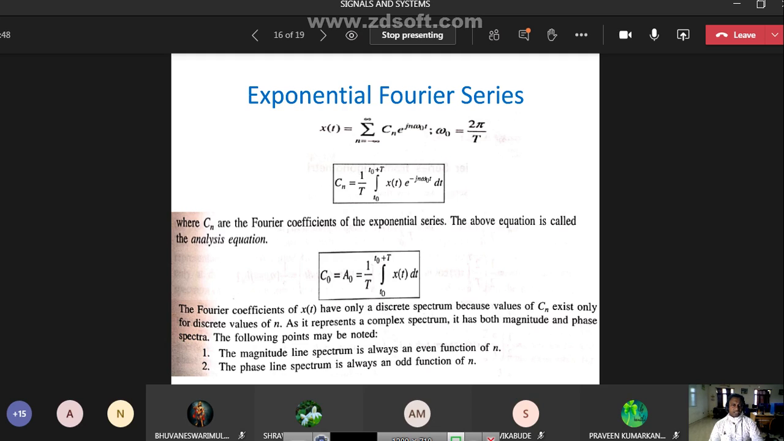This equation is called the analysis equation. I hope you are clear about this one. The exponential Fourier series is the most popularly used. We have three, cosine, trigonometric, and exponential. Out of these three, the exponential Fourier series representation is the most popular one. You have to note down this formula, x of t and also cn. What we have to do is find cn and substitute the cn value here. That's all. I am going to the next slide.